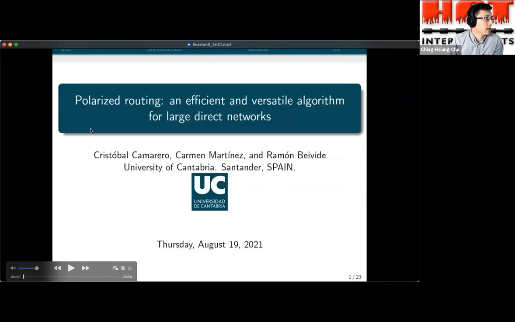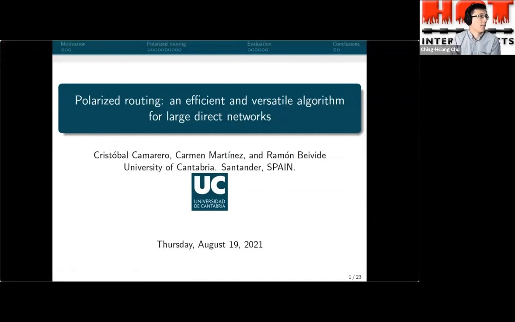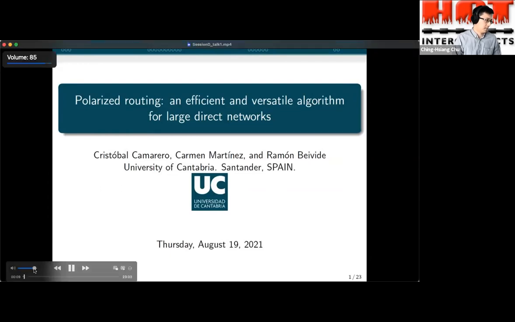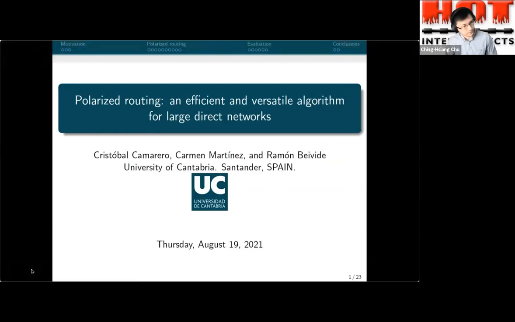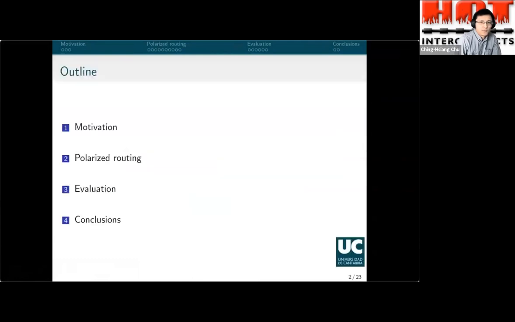So let's get started. This is the presentation of Polarized Routing, an efficient and versatile algorithm for large direct networks. I am Cristóbal Camarero, and this work is co-authored by Carmen Martinez and Ramón Beivide, the three from the University of Cantabria in Santander, Spain. This is a topology-agnostic routing mechanism for the large networks used in data centers and high-performance computing.